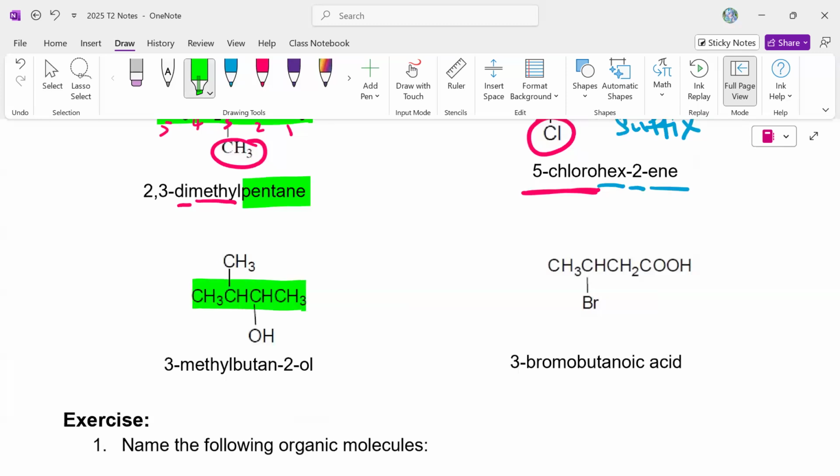So for the longest continuous chain with the functional group, I have to take the alcohol. 1, 2, 3, 4, butane. Okay, so remember, spell butane first, clean away the E and put in ol, right? But I need to tell people where the alcohol is, so I squeeze in the number. So it's butan-2-ol because I have to give the smallest number to OH, so I call it 1, 2, 3, 4. So butan-2-ol, and as a result, my substituent is now on number 3, so 3-methyl.